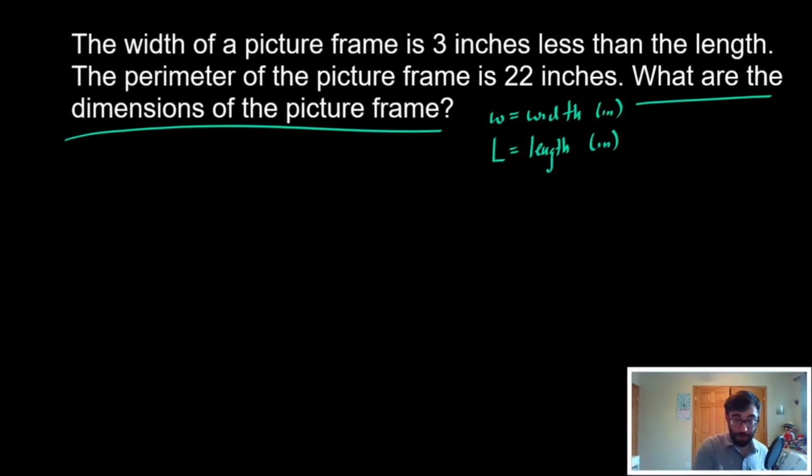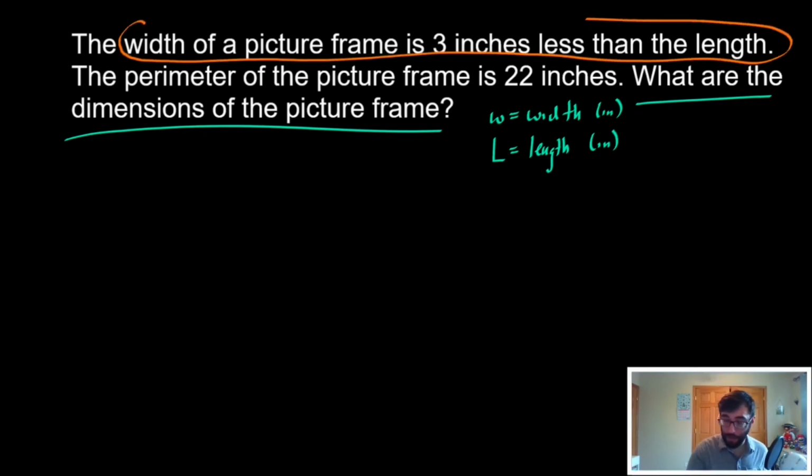Well, it's telling me that the width of the picture frame is 3 inches less than the length, so that's a pretty important piece of information, okay? And these are actually the ones that give a lot of people fits. How do I write that as an equation?